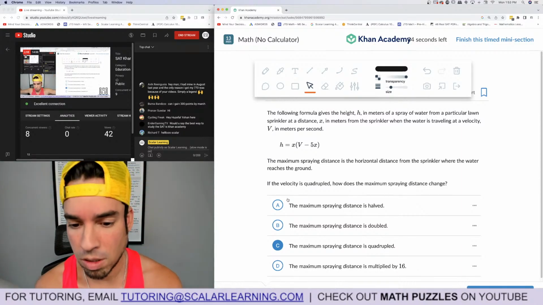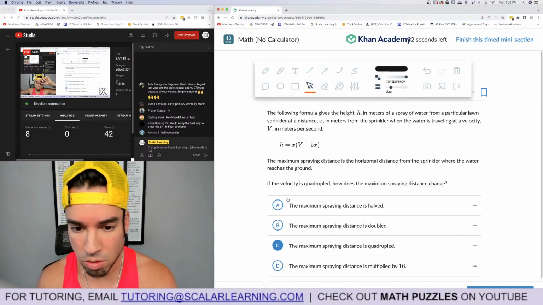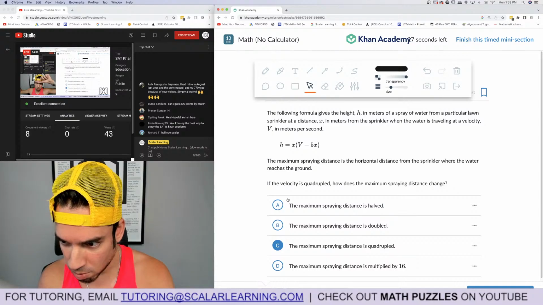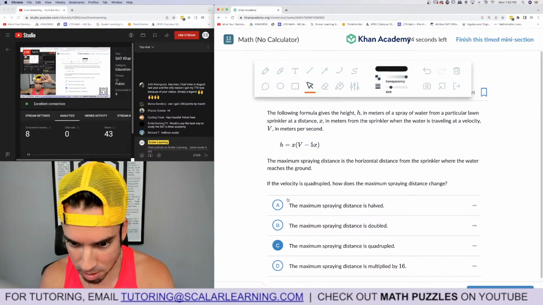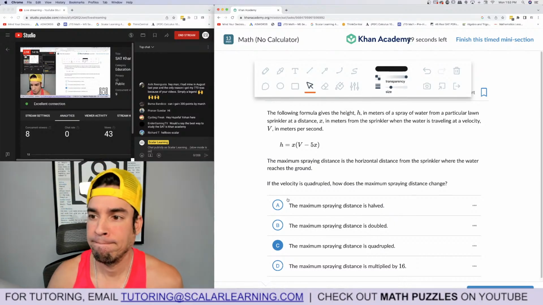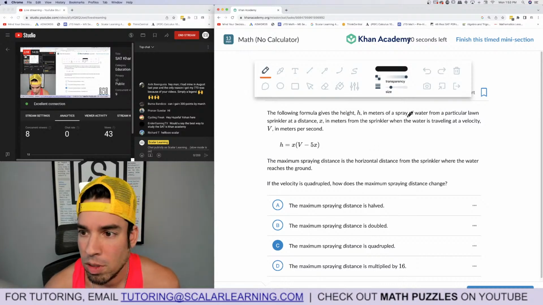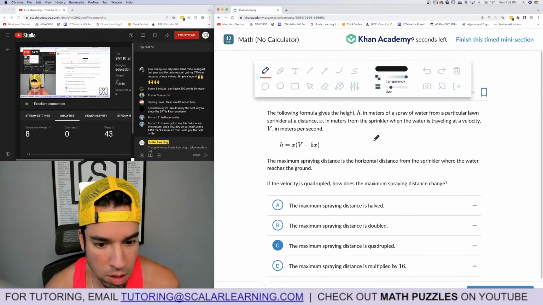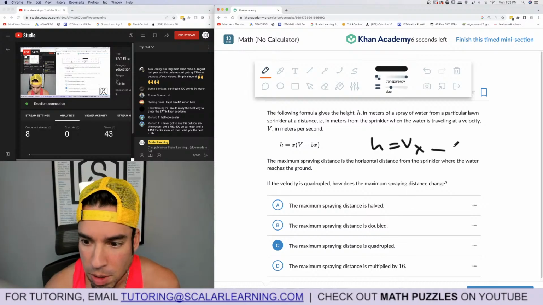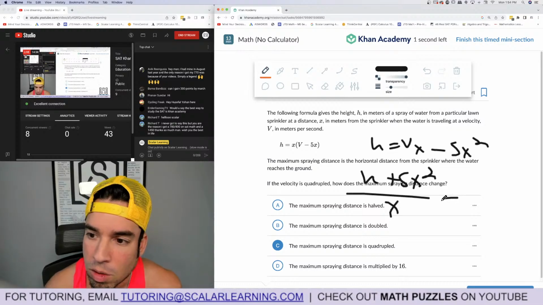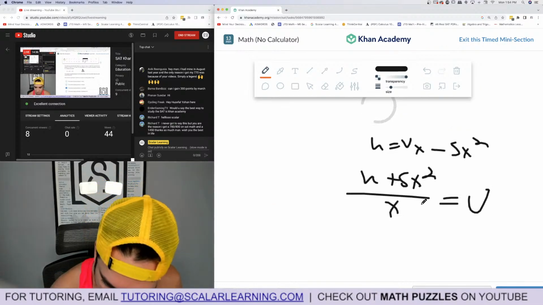This is very confusing because they're talking about height and then they're talking about the horizontal distance. Where's the horizontal distance? In meters of a spray of water from a sprinkler at a distance x. So is it x that we're trying to figure out here? Let's see. Let's really quickly. I've got 10 seconds left. I don't even know. H equals vx minus 5x squared. H plus 5x squared divided by x equals v. I probably got, oh, I got it right.